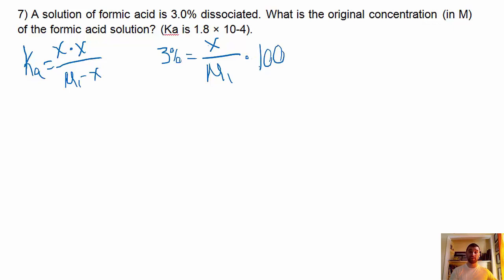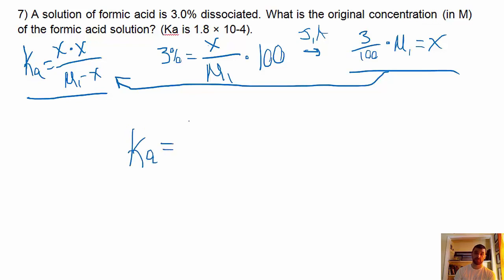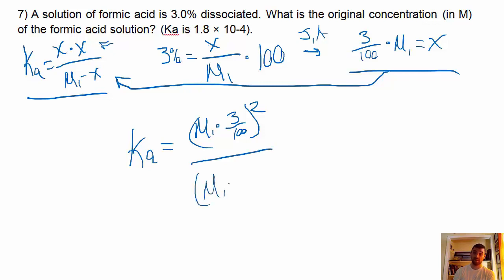Right, so now I'm going to try and rearrange this so that I can get X and substitute X in for something that's got M1 in it. So I've got to do a little algebra, but it's just algebra. I can divide each side by 100, so it's 3 over 100, and then I multiply each side by M1, and that gives me an equation for X. So now I have these two equations, two unknowns. Now I'm going to plug one into the other. I personally think it's easiest if I plug this one into that one. So now you get Ka equals M1 times 3 over 100 squared, right? That's the top right here, all over the amount that I started with minus X. And again, X is M1 times 3 over 100.